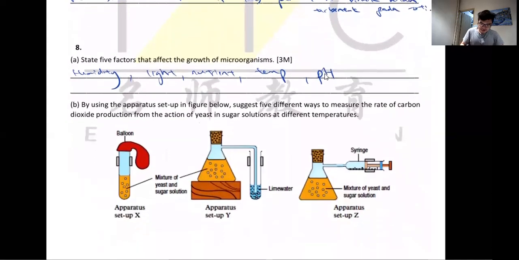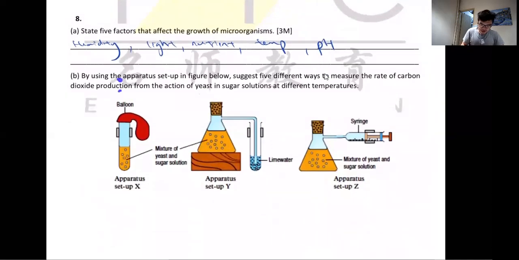Okay, so B, by using the apparatus set up in the figure below, suggest 5 different ways to measure the rate of carbon dioxide production from the action of yeast in sugar solution at different temperatures. Okay, let's talk about yeast.